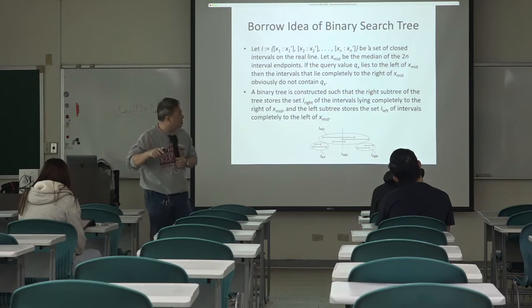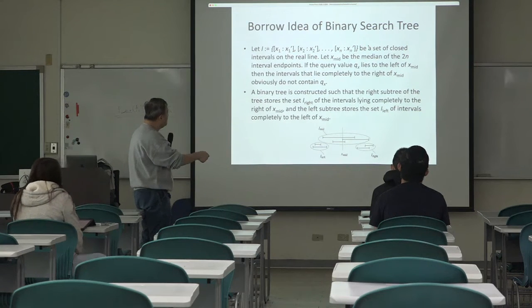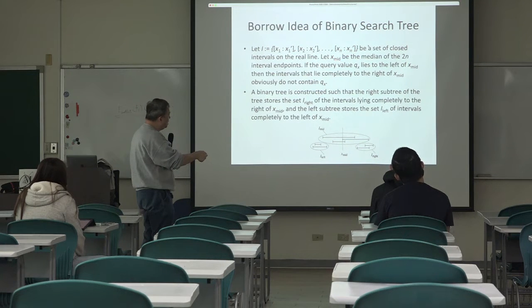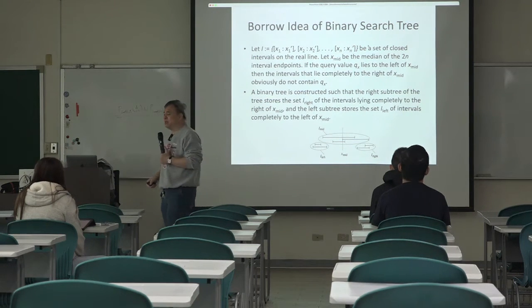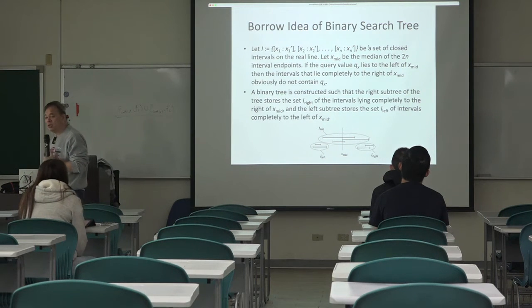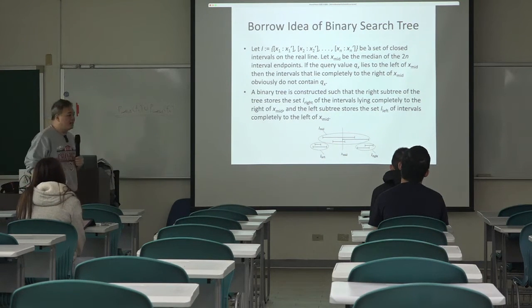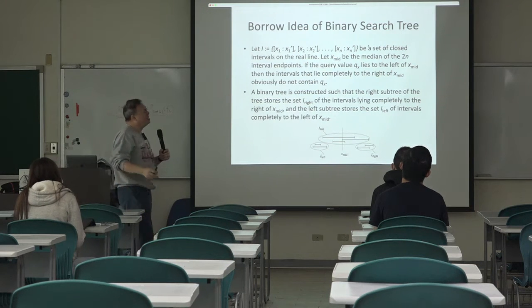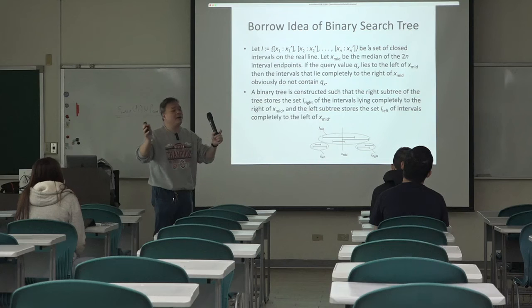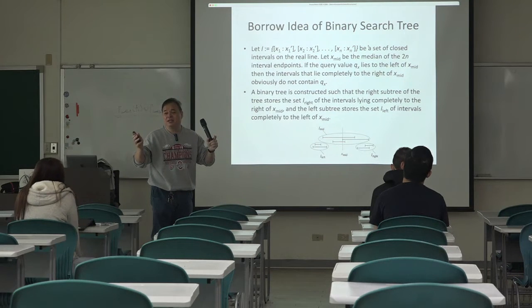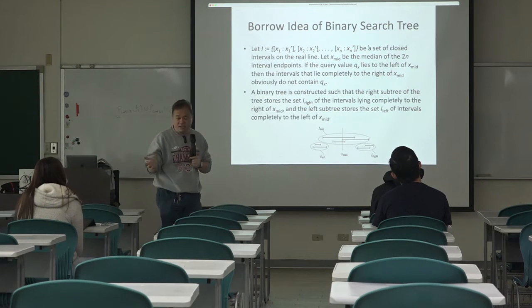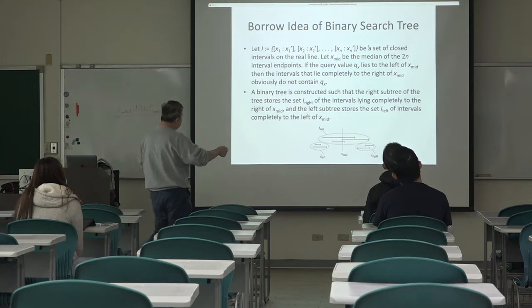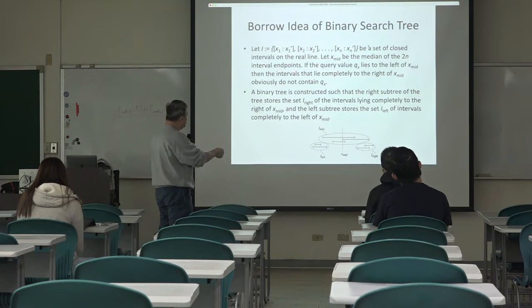Out of these 2n endpoints, we find the median of them. Let's call that median x mid. This x mid obviously is one endpoint, either the left endpoint or the right endpoint of an interval, but it doesn't matter, we don't care. It's the median of those 2n interval endpoints.